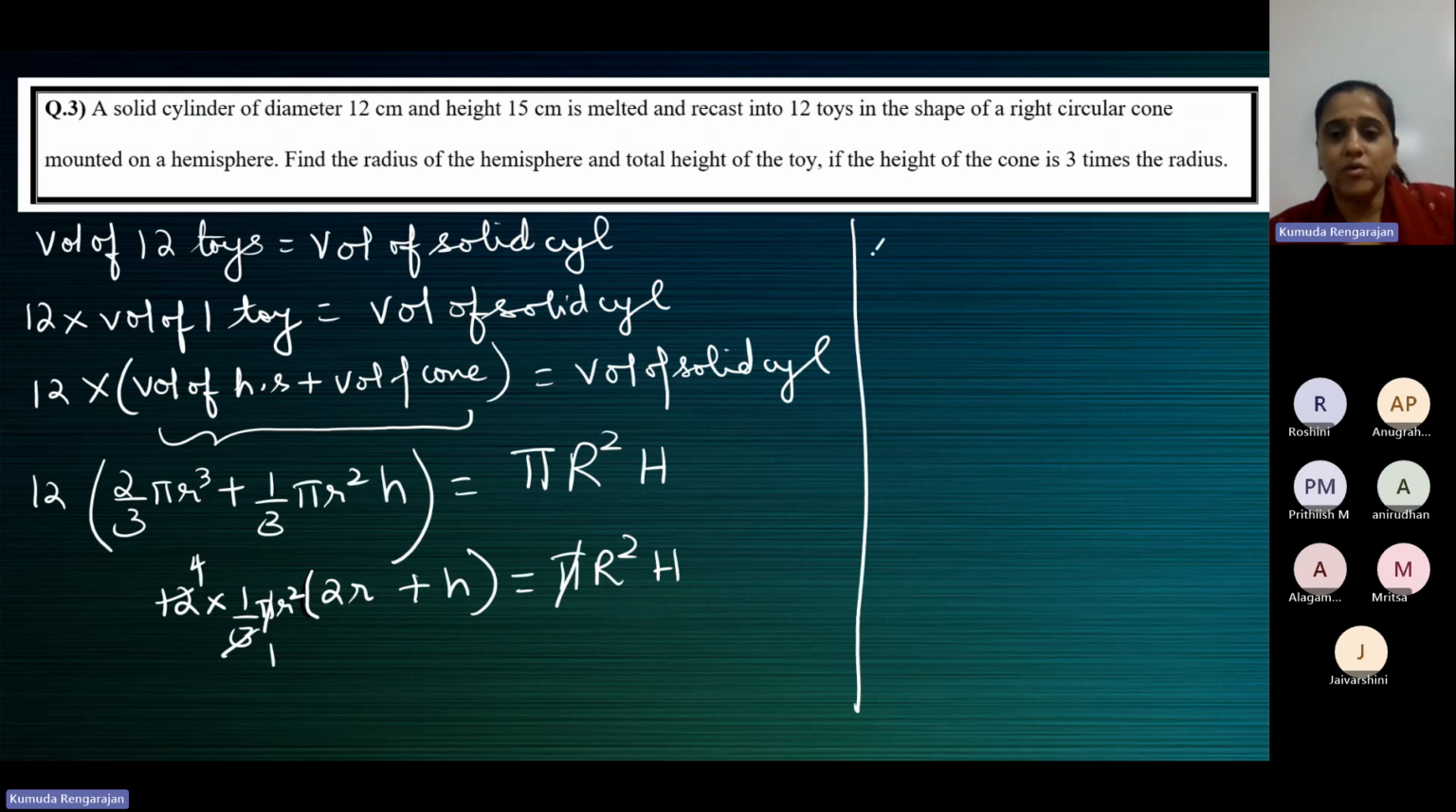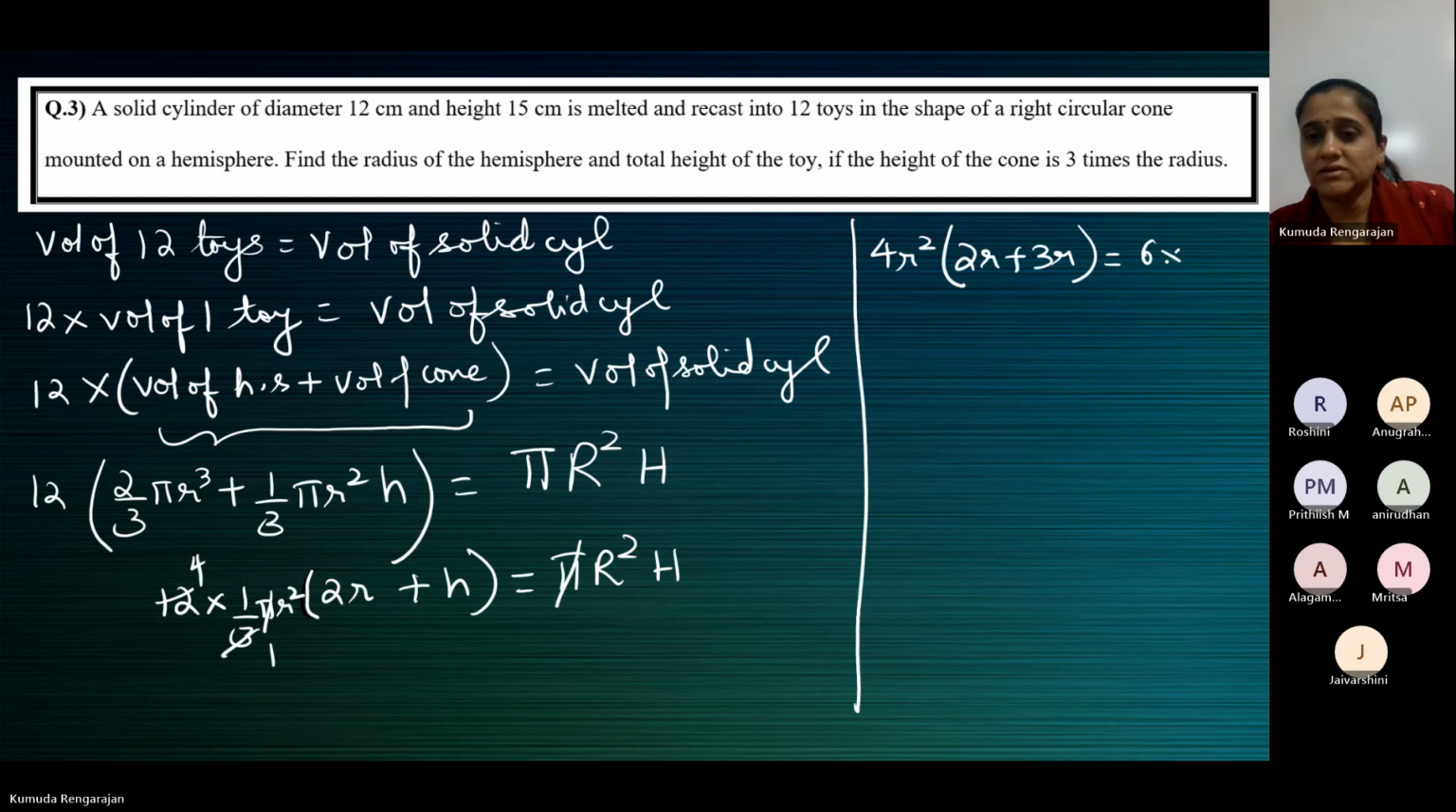4r square into 2r plus h. And read the question for h. What is given? Height of the cone is 3 times the radius, 3r. Height of the cone, not height of the toy, height of the cone only. So h is 3r. Is equal to, now substitute the values. What is R square? 6 into 6 into 15. That's all. Solve and find the value of r.